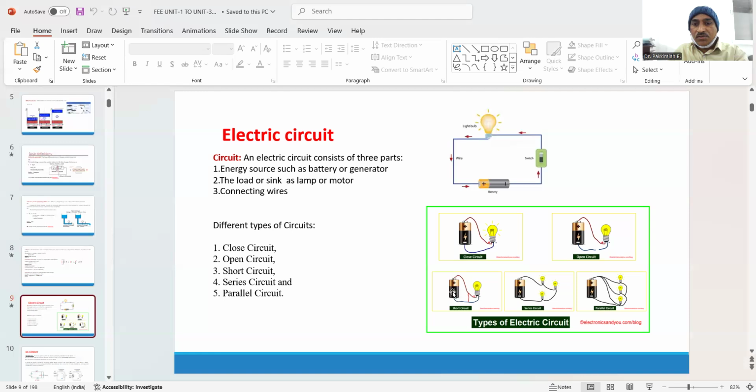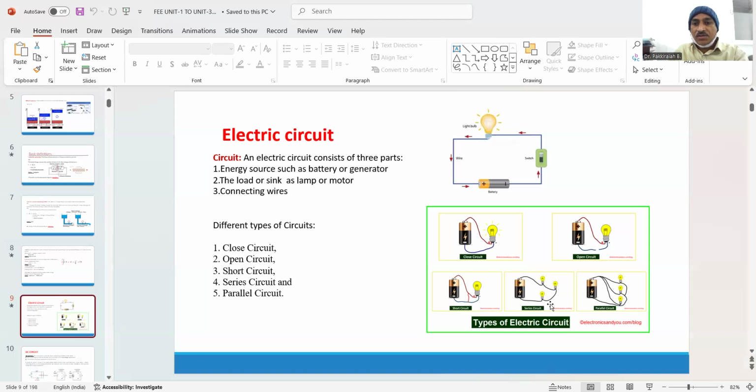Third one, short circuit. Through a voltage or a battery V, the bulb load is connected with the help of phase and neutral. But here both phase and neutral are shorted, closed together. So this circuit becomes an example of a short circuit.